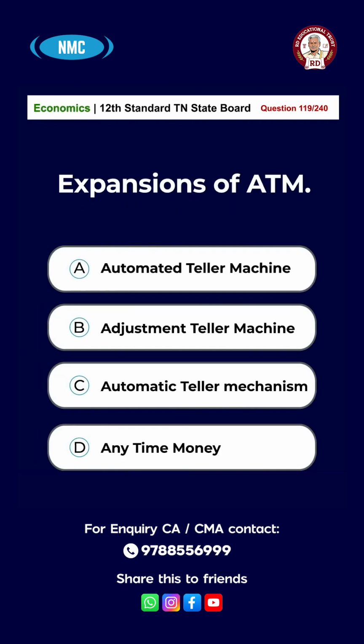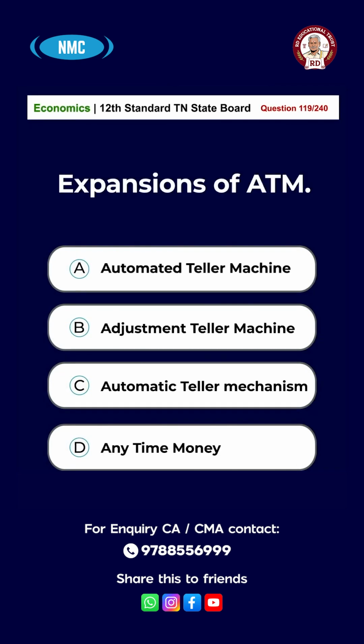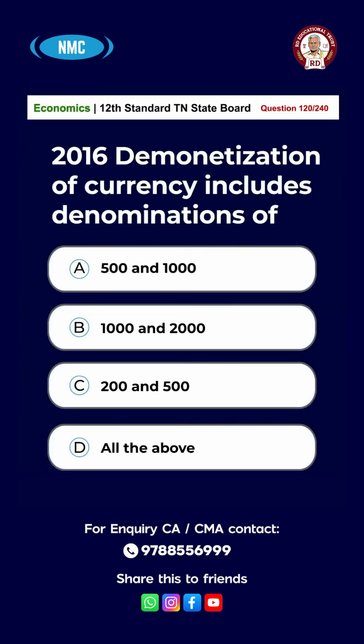Question number 119. Expansion of ATM. A. Automated teller machine, B. Adjustment teller machine, C. Automatic teller mechanism, D. Anytime money. The answer is option A. Automated teller machine.